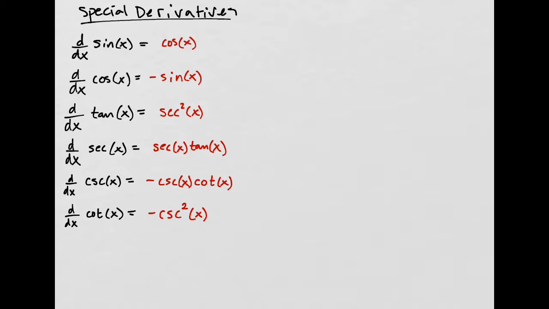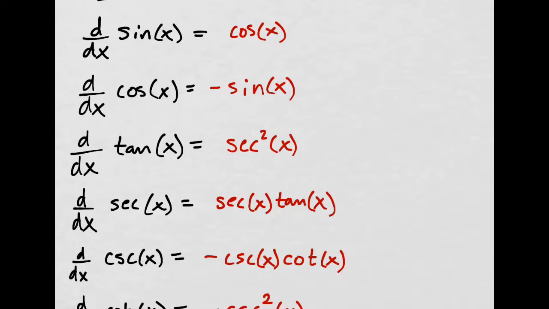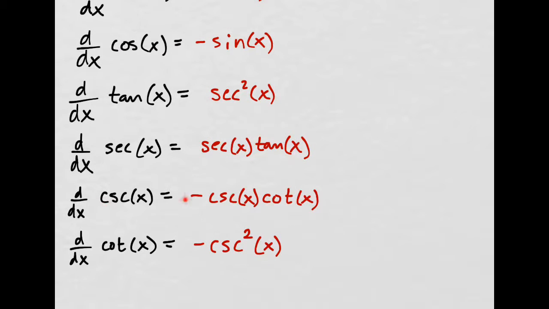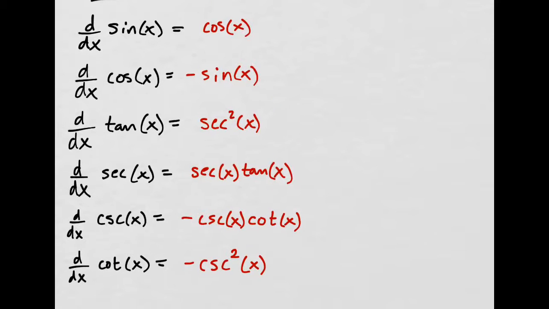Okay, so what is the pattern here? Well, the derivative of sine being cosine, you just kind of have to remember that. The derivative of cosine is negative sine, kind of just remember that. The way I think about this is anytime my regular trig function, if I'm taking the derivative of it, starts with a co sound, I get a negative. So like here, cosecant has a negative. Cotangent has a negative. So that's how I remember that pattern.